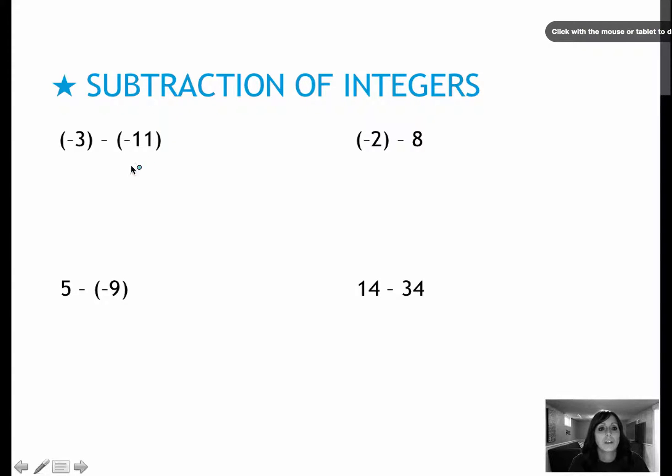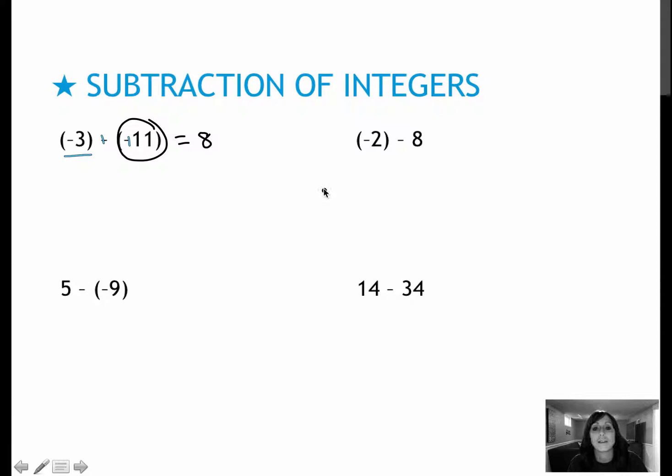For my first, again, I'm going to leave, change, opposite, or keep, flip, change. Now I've got two values that have different signs, so I'm going to find the difference between 3 and 11, which is 8. And I'm going to give it the sign of the larger number, which is now positive, so my answer is +8. For my second, I'm going to ching ching.